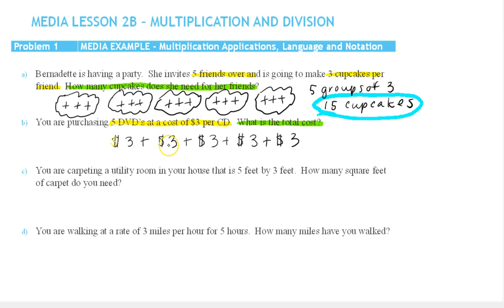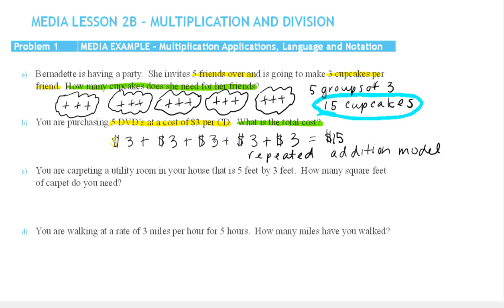So first DVD, second DVD, third, 4th, 5th DVD. So we have 5 DVDs, and if we add these up, we have $3, $6, $9, $12, $15 in total. And sometimes we say that this is the repeated addition model of multiplication. So we can think of 3 times 5 as adding $3 to itself 5 times.